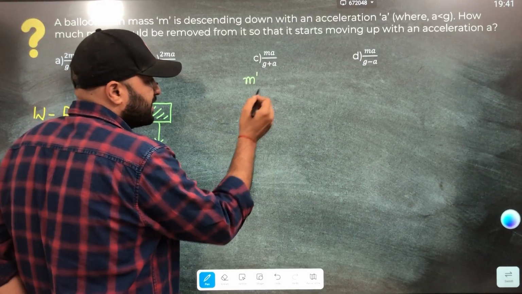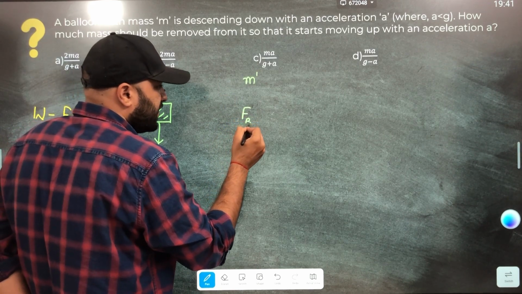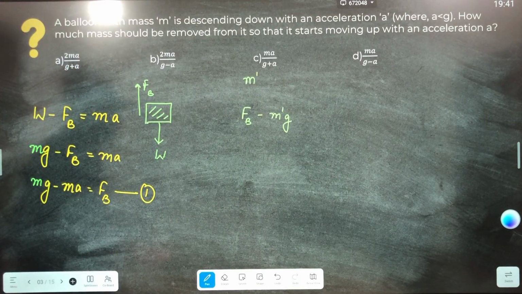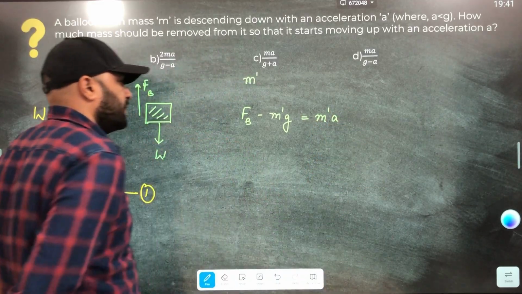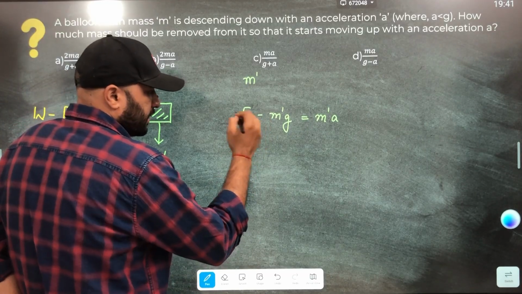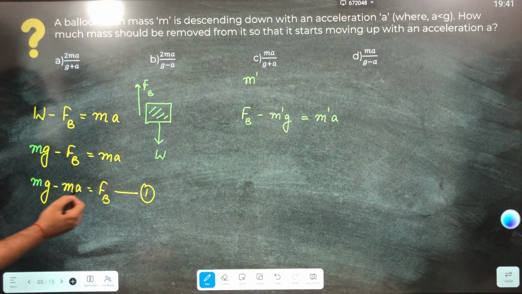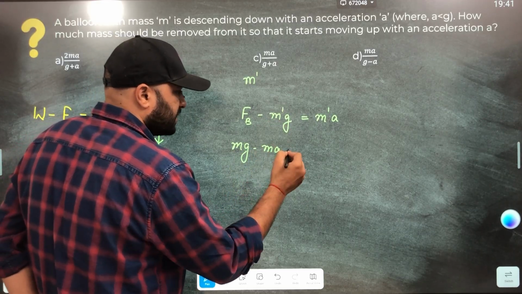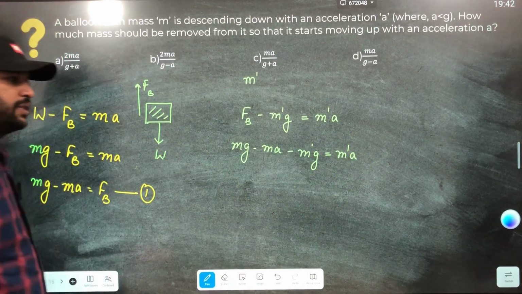So now in the second scenario, when it is moving up with an acceleration A, the buoyant force is greater than the weight. And now what is the weight at this time? Because this time the mass is m dash, it will be m dash g. So Fb minus m dash g is equal to m dash A. I hope this is clear. Now here, do we know the value of Fb? Yes, of course, from equation 1, right? So let's substitute here. It will be mg minus ma minus m dash g equals m dash a. I hope this is clear.